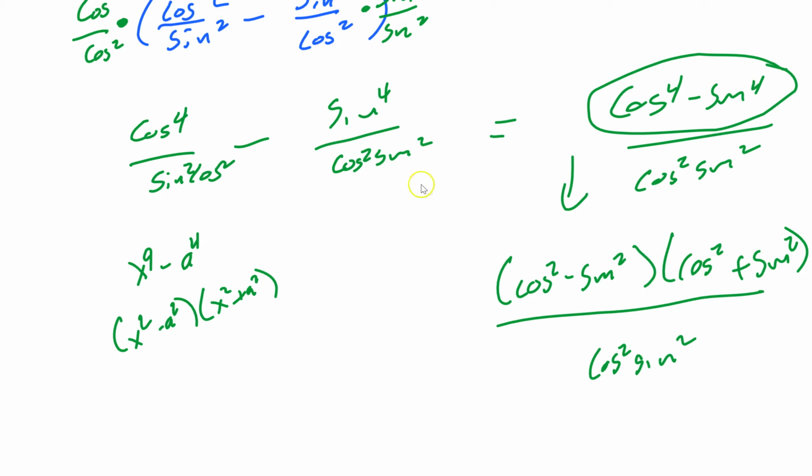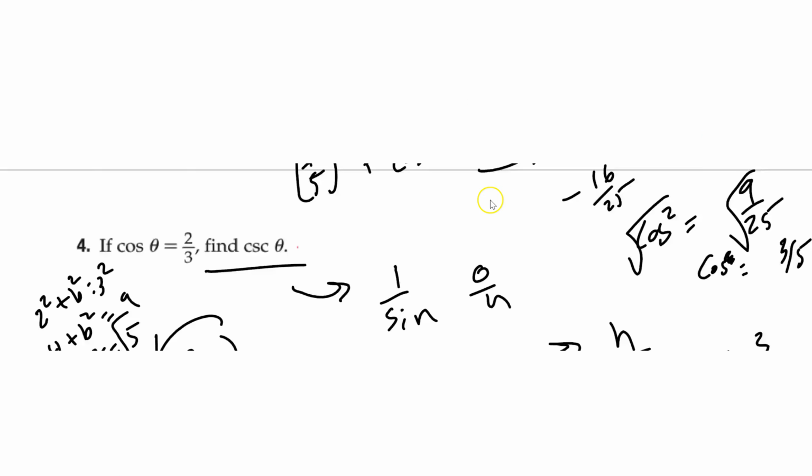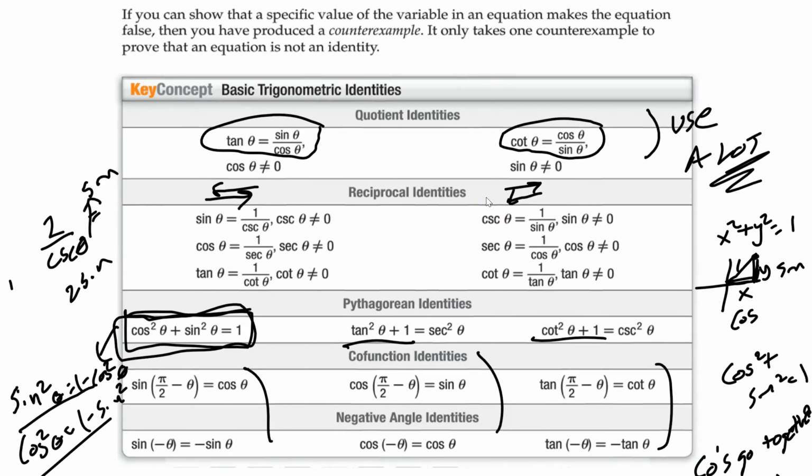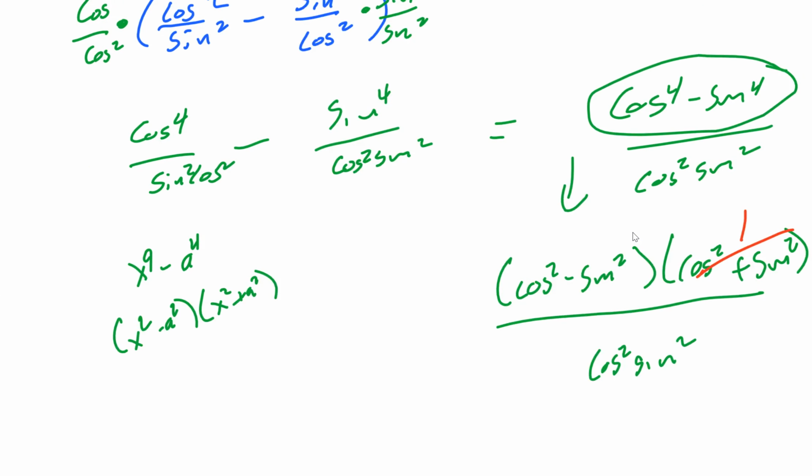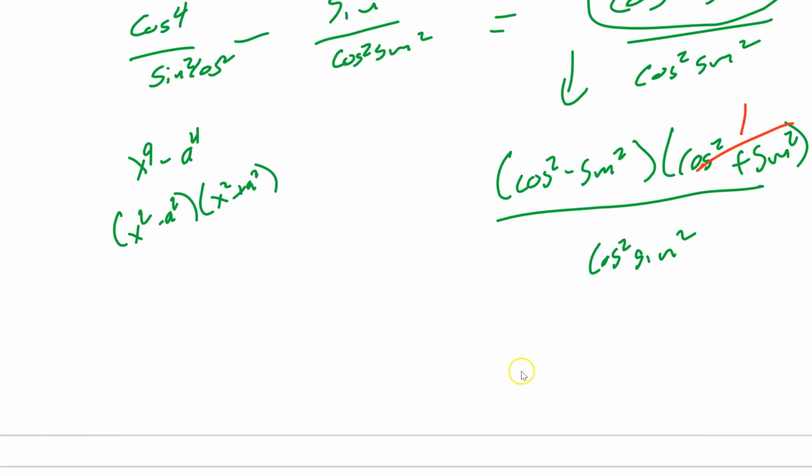Okay, so what happens next is this. Cosine squared plus sine squared, that's just 1. It's the most famous rule of trig. Cosine squared plus sine squared is 1. You have to know that one. If you don't know anything, learn that one. So I'm left with cosine squared minus sine squared over cosine squared sine squared, which is pretty much as far as I could go. Remember, these do not cancel. There's a minus there, so that's stuck. So this is pretty much it.